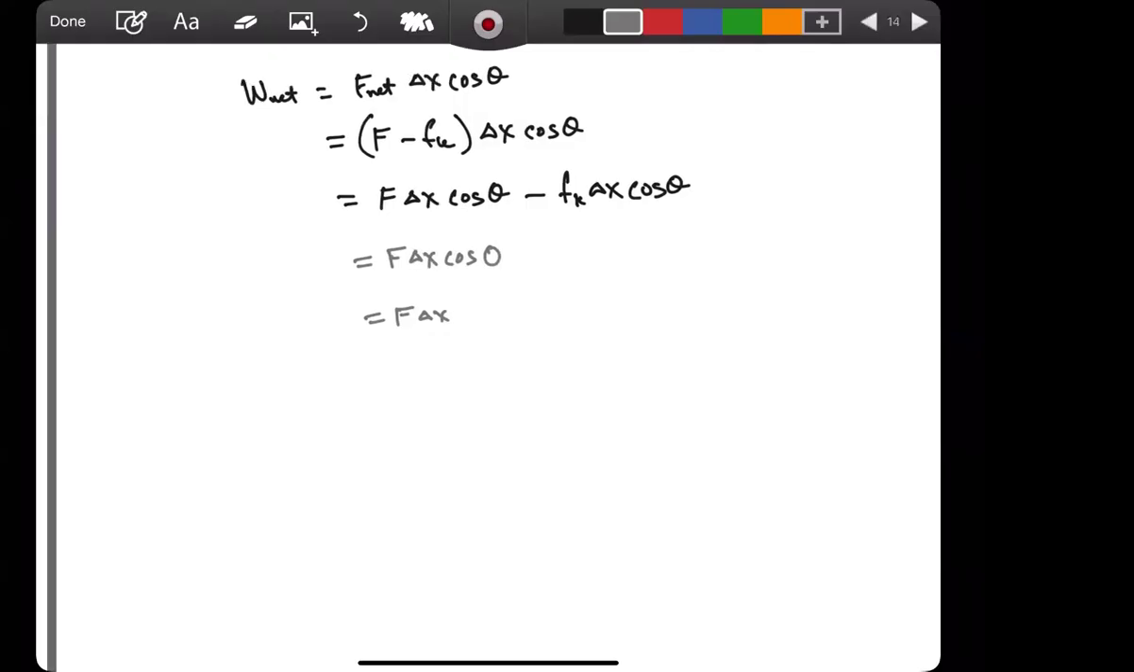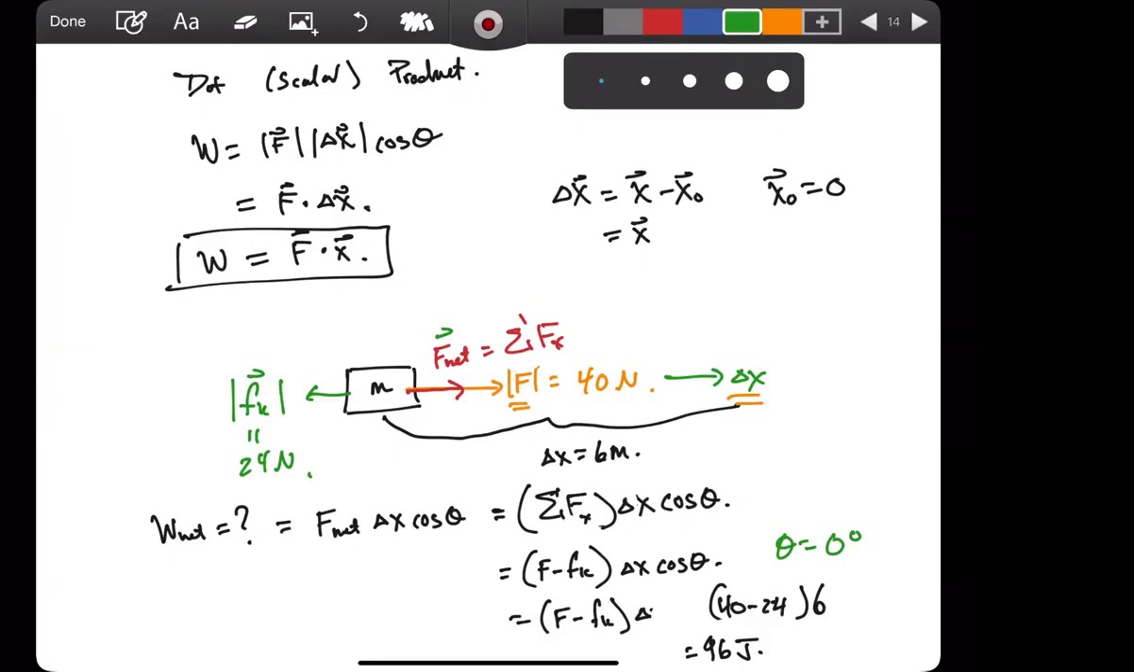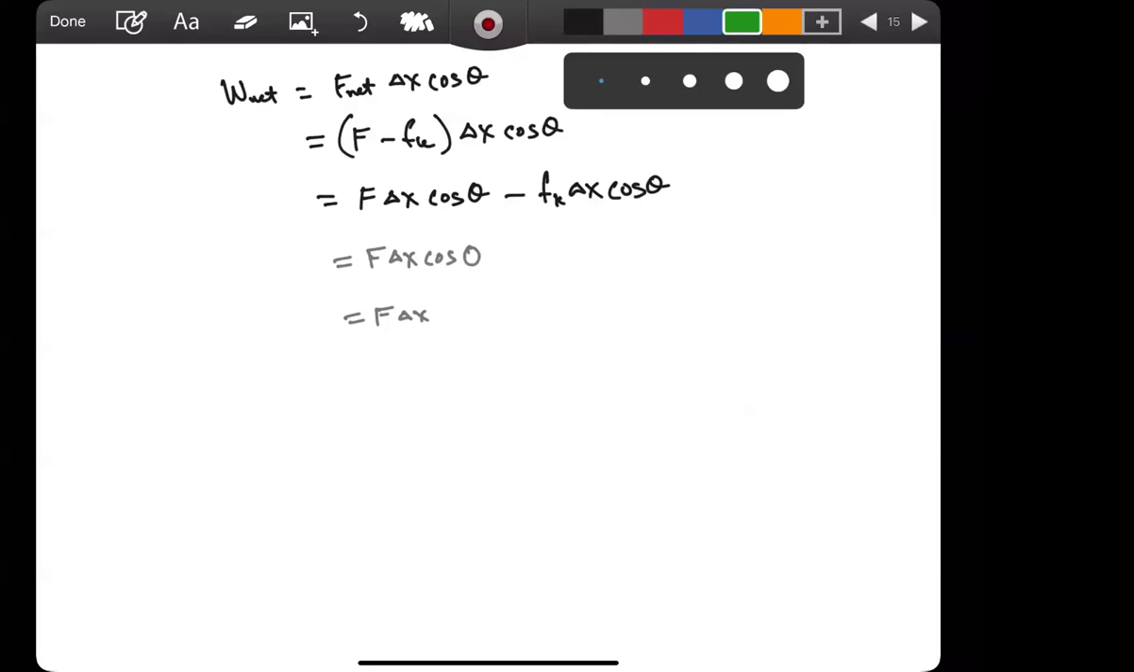For the other part, we know the friction force is in the backwards direction. We know the displacement, again, is in the forward direction, which means the angle between the two of those is going to be 180 degrees. So in this case, we can rewrite this as plus f sub k times my displacement times cosine of 180 degrees, right?